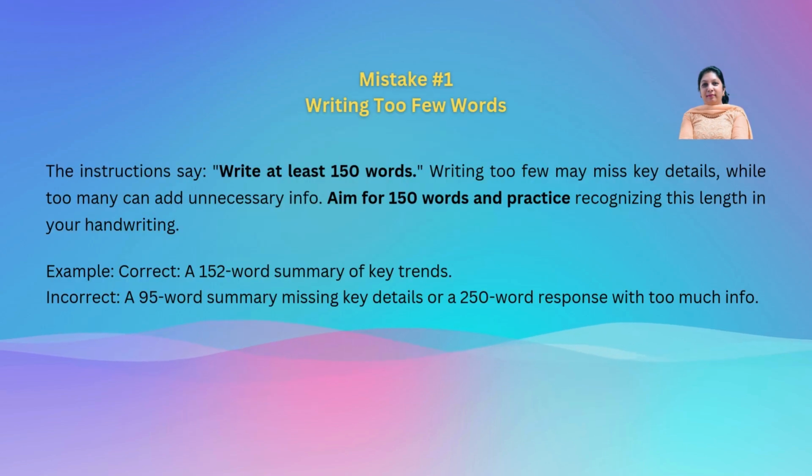Mistake number 1, writing too few words. The instructions say, write at least 150 words. Writing too few may miss important details, while writing too much can add unnecessary information. Example: correct, a 152-word summary of key trends. Incorrect, a 95-word summary missing key details or a 250-word response with too much info. Tip: aim for 150 words and practice recognizing this length in your handwriting.